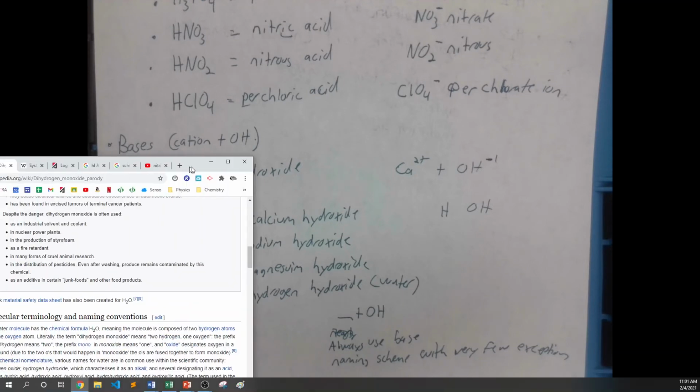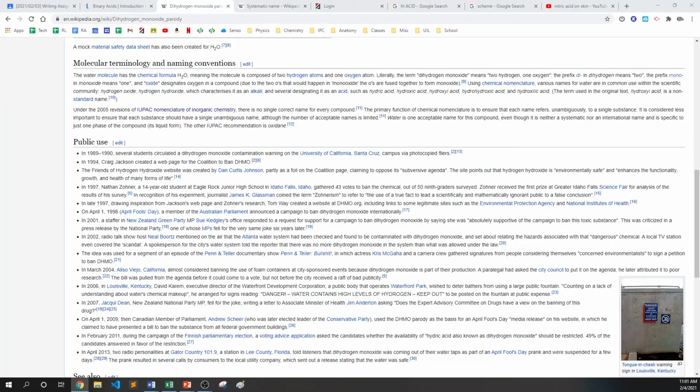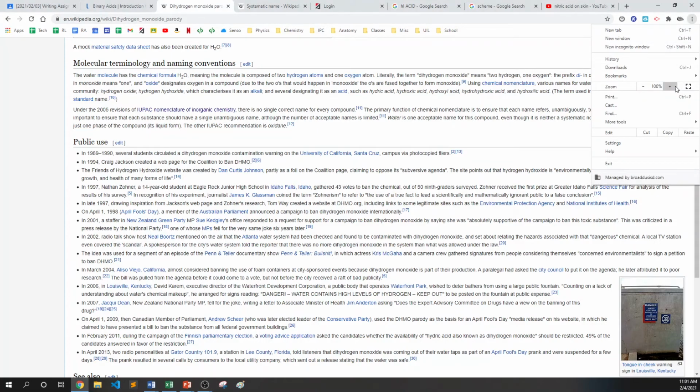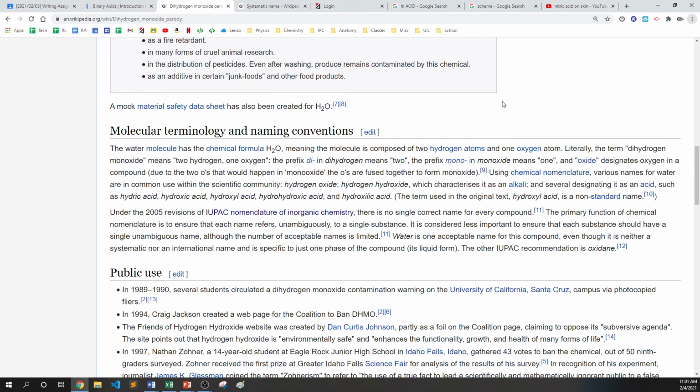By the way, to really illustrate this, because I love it, I cannot believe they got a city to ban this chemical. The dangers of water.